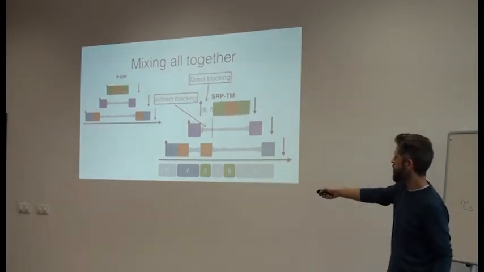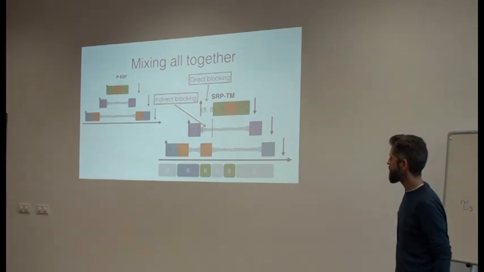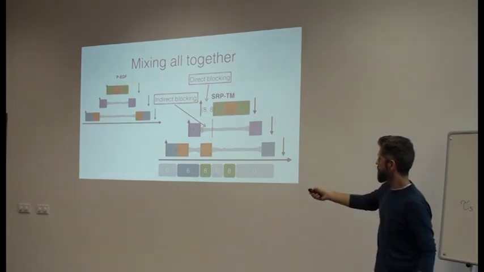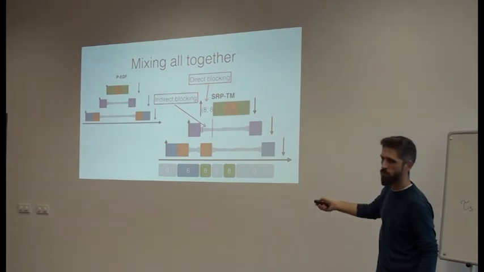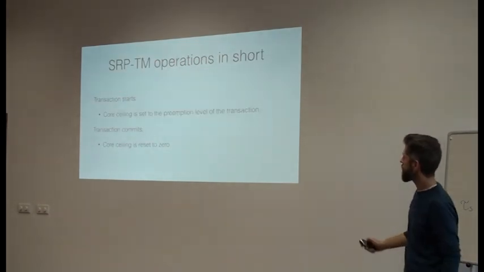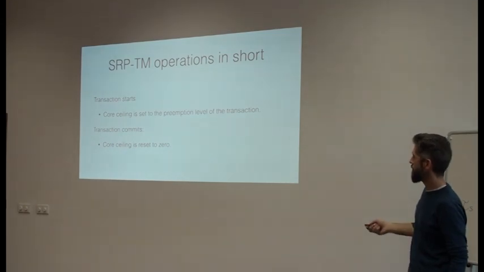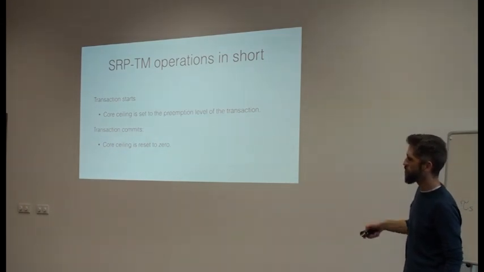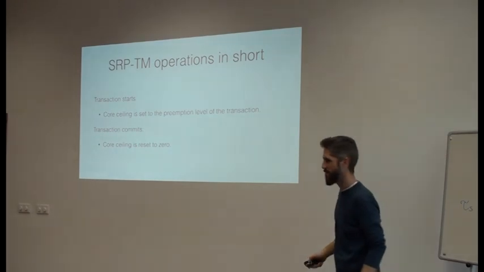Here we have direct blocking and here we have indirect blocking. Because here it is waiting for this one because it's waiting for this one. Okay. I think I should move this set of rules to an earlier part of the presentation.